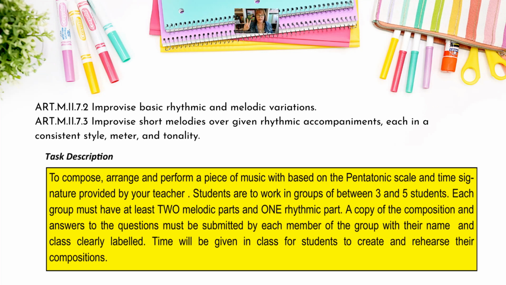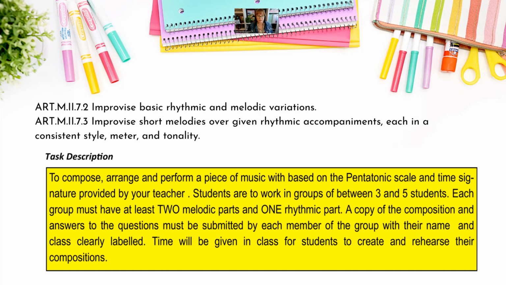So I chose 2 different outcomes. Again, this would take too long if I went through every single one, but just to focus on and give you an idea of how to do that individual accountability. The ones I was looking at were: improvised basic rhythmic and melodic variations, and improvised short melodies over given rhythmic accompaniment, each in a consistent style, meter, and tonality.